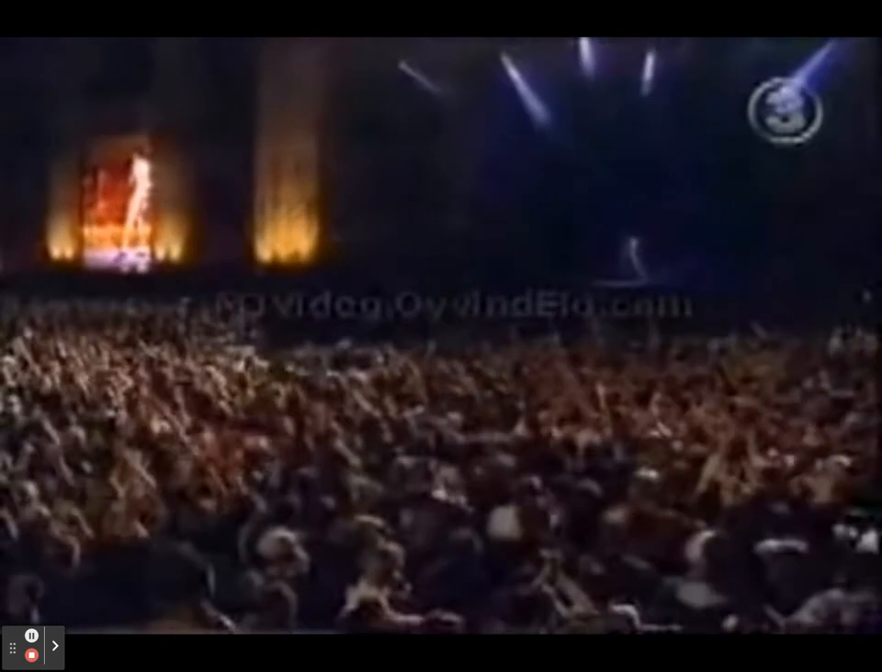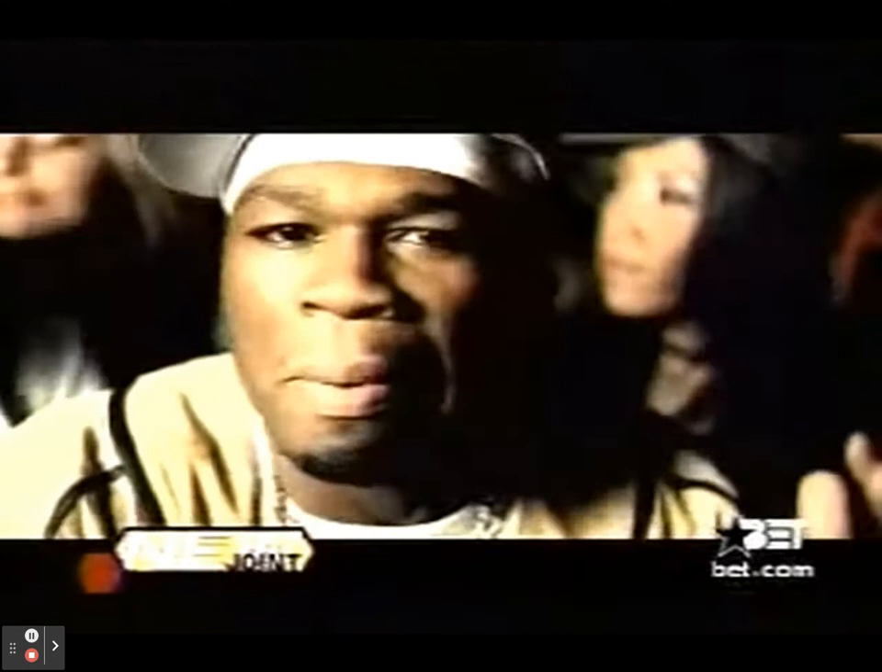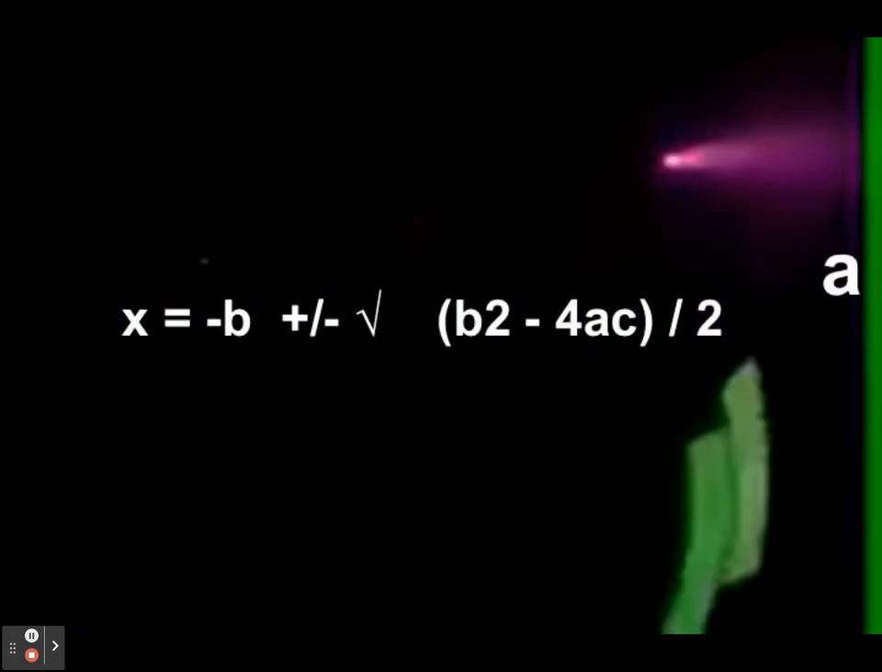Hi, boys and girls. Are you ready to learn the quadratic formula, son? Heck yeah, right? X equals negative b plus or minus square root b squared minus 4ac divided by 2a. Isn't this fun? This is great. Let's try it again. X equals negative b plus or minus square root b squared minus 4ac divided by 2a.